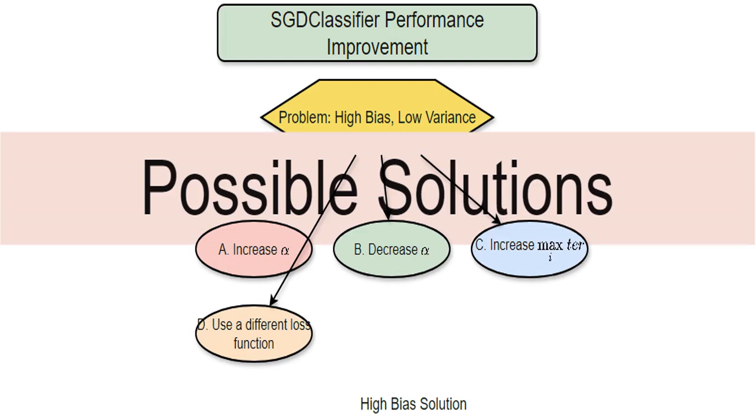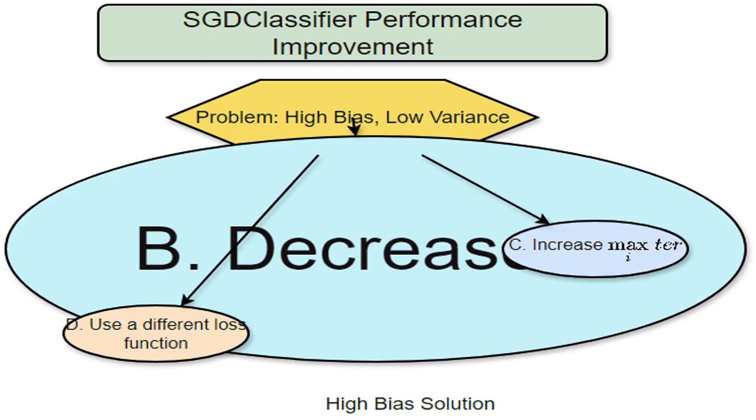It's not a good solution here. It'll make things worse. Decreasing alpha weakens regularization. This allows the model to become more complex, potentially reducing bias. This is a good approach for our high bias problem.